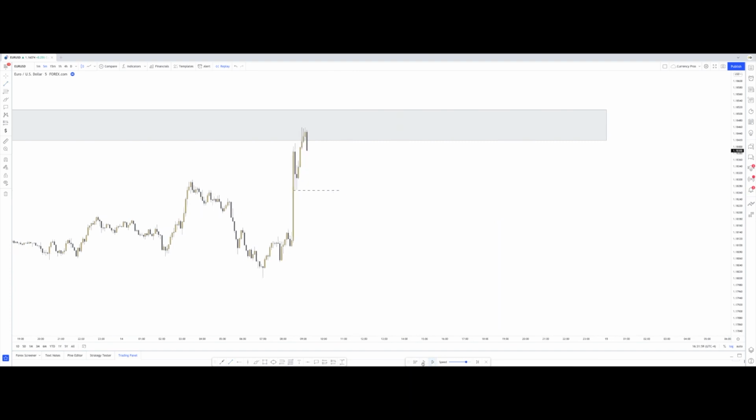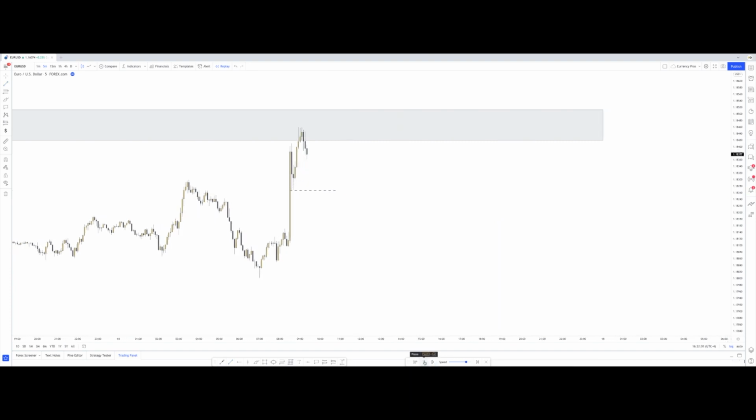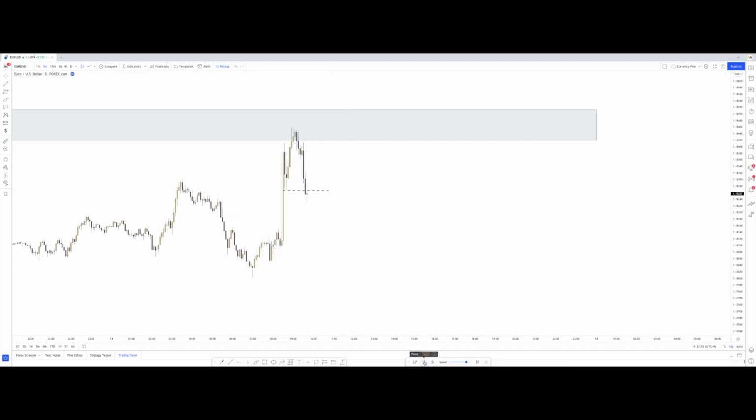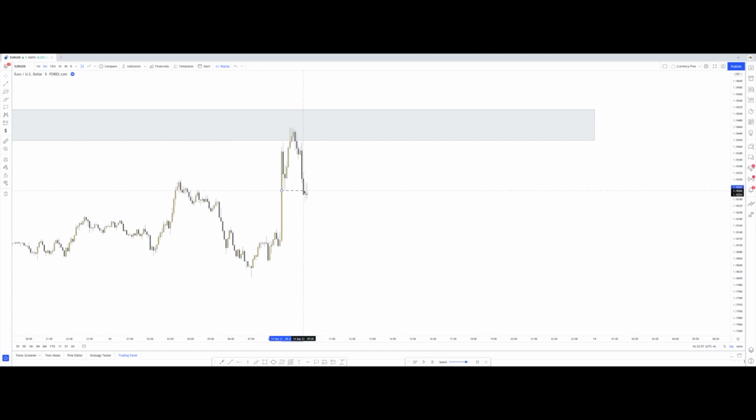Let's continue to play price forward and see how this plays out. Okay, so that's a break of structure. Quite impulsively. It didn't continue very far, but it still broke and closed with a full body candle.